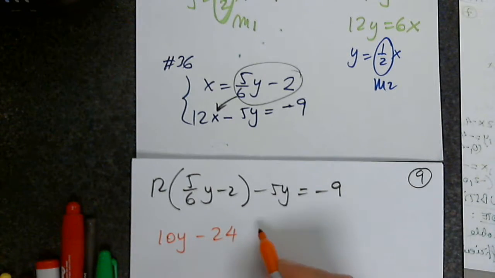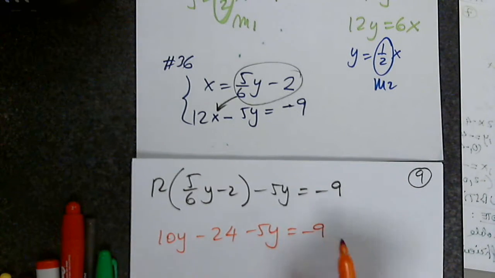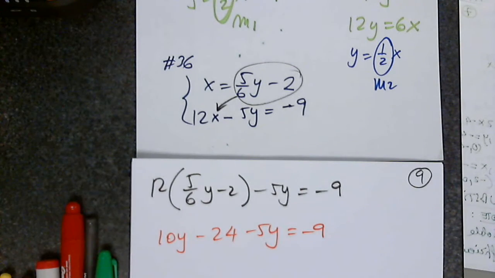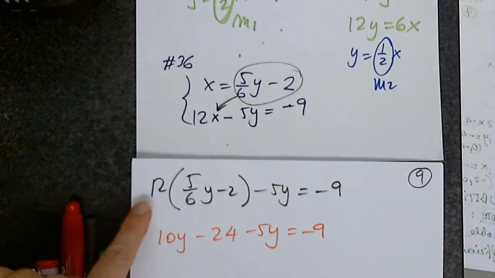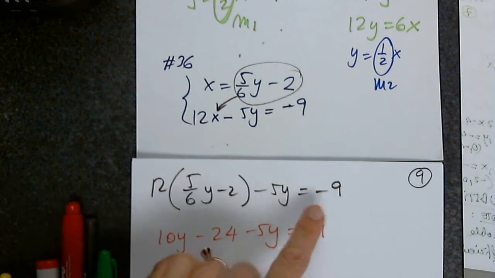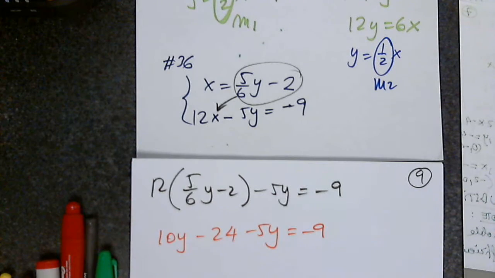10y minus 24. Excellent. Minus 5y equals negative 9. Do we all agree with that? Do we all agree that 12 over 1 times 5 over 6, do I have to show that? Are we okay with it? And then 12 times negative 2, and then negative 5y minus 9. Are we okay? Yes, Will? Are you okay? Okay, perfect.